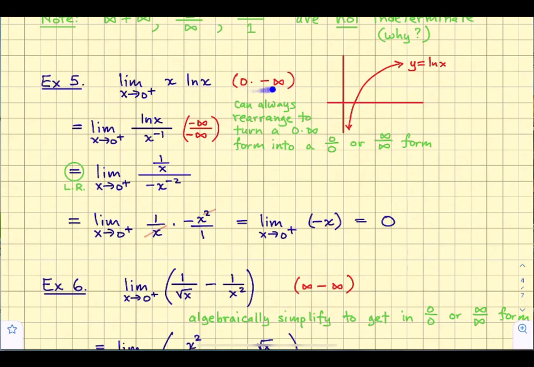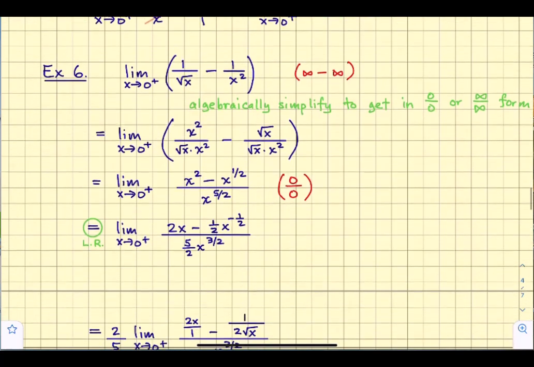So this limit ended up being a 0, but notice we had to do an extra step. We had to recognize this as an indeterminate form. We had to do an extra algebra step to put it in either a 0 over 0 or an infinity over infinity indeterminate form, and we then used L'Hopital's rule.